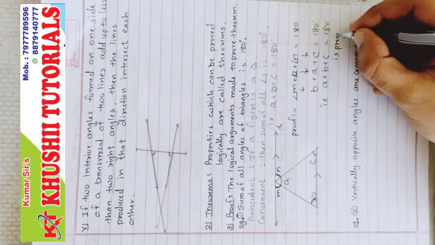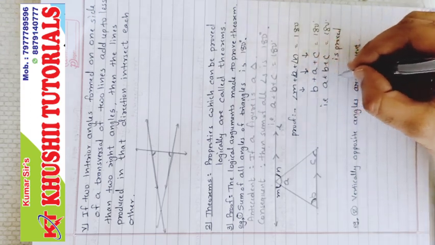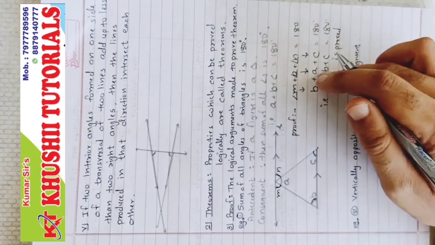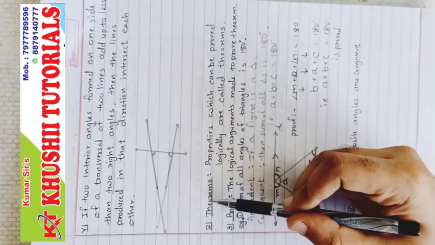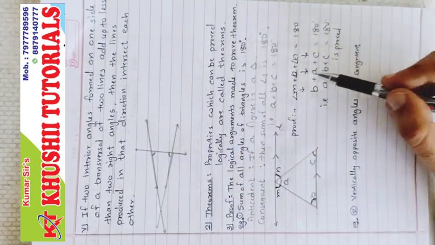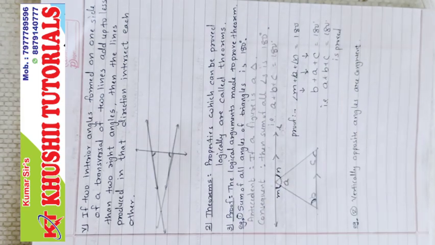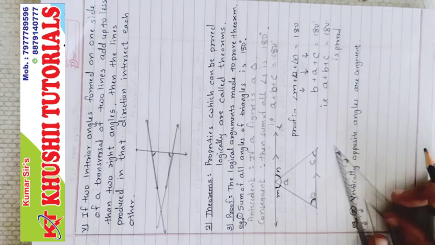We have proved it. So by this logical reasoning, these logical arguments, we can prove certain things. The things which we can prove are called theorems. And these logical arguments which we are representing are called proof. Hope you understood. One more: vertically opposite angles are congruent. Now what do you mean by vertically opposite angles?